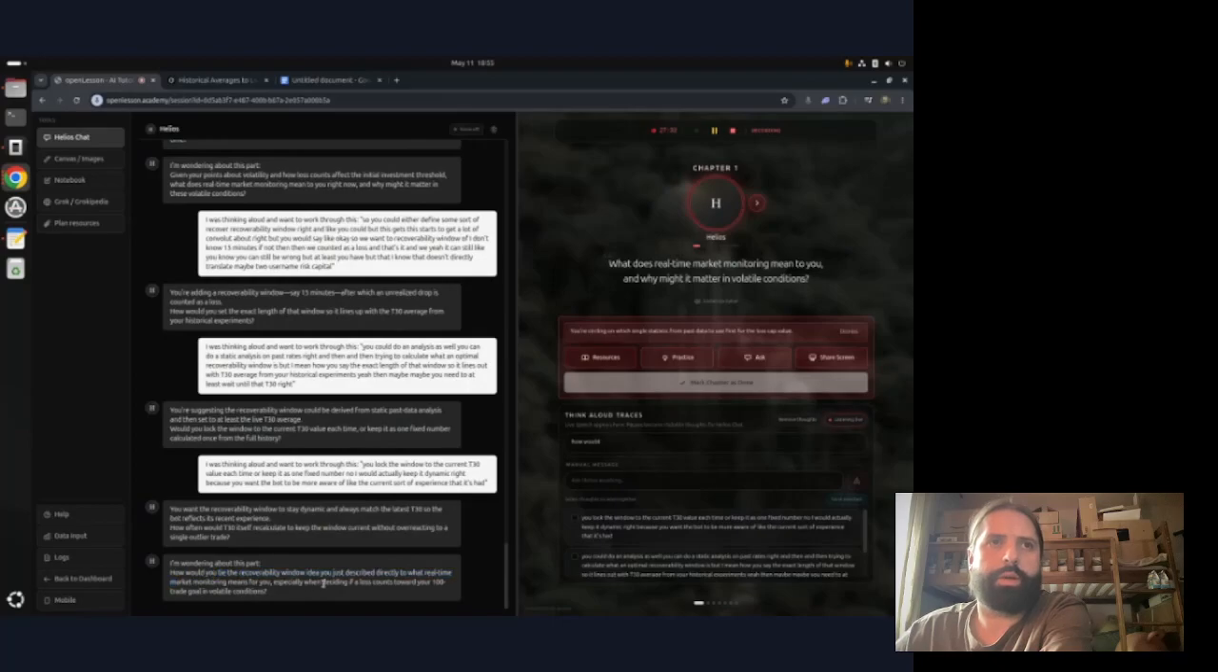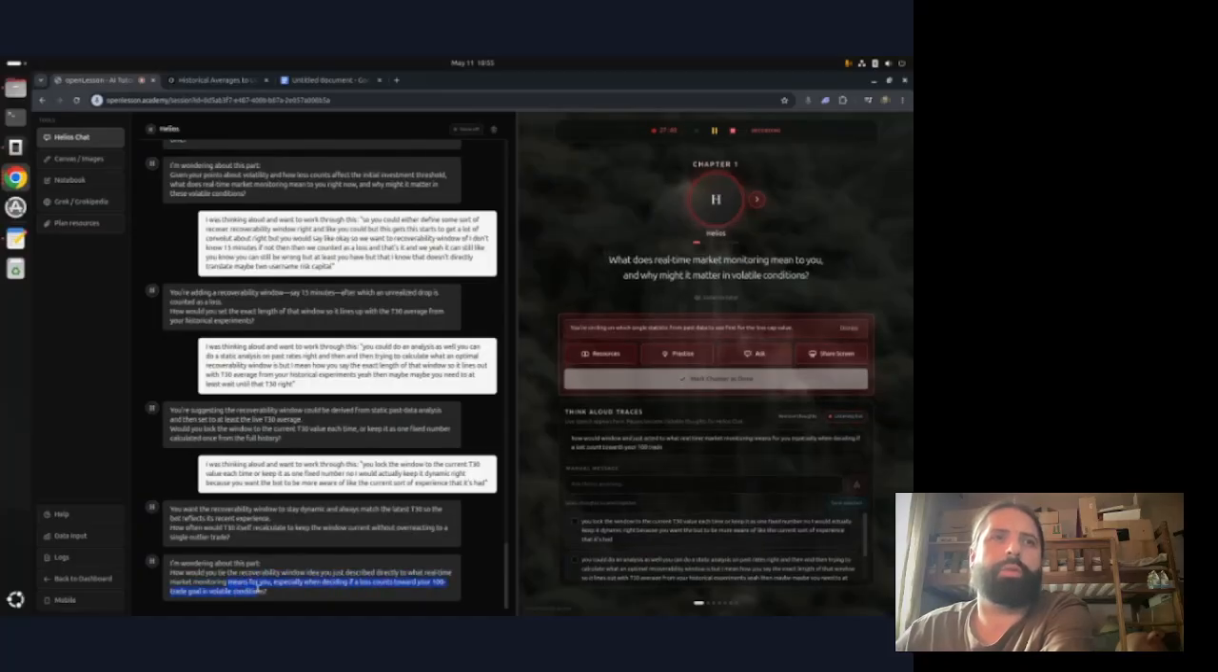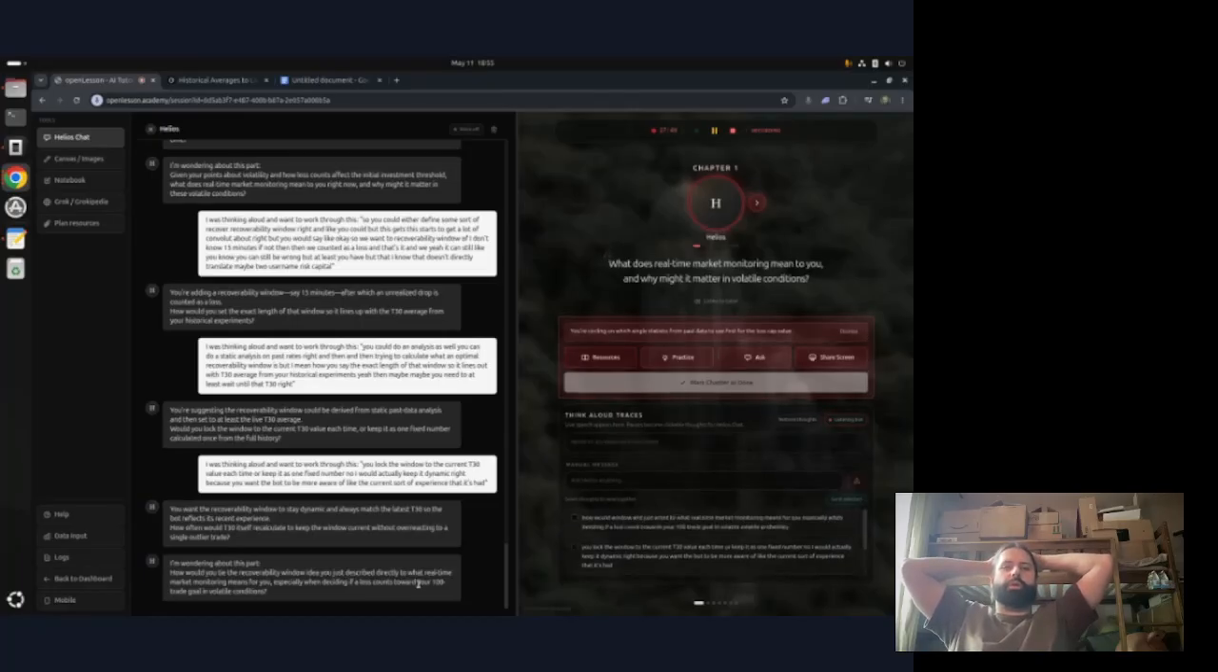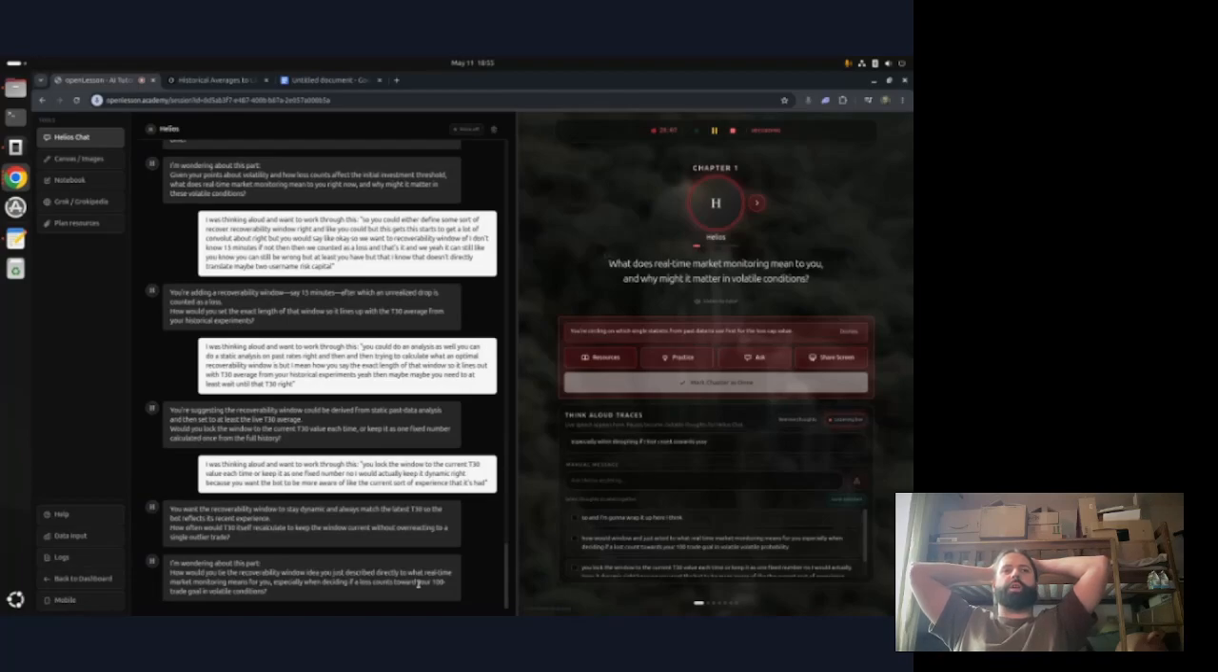How would you tie the recoverability window idea you just described directly to what real-time market monitoring means for you, especially when deciding if a loss counts towards your 100 trade goal in volatile conditions? So, and I'm going to wrap it up here, I think.